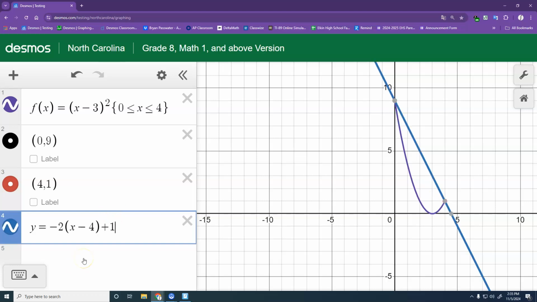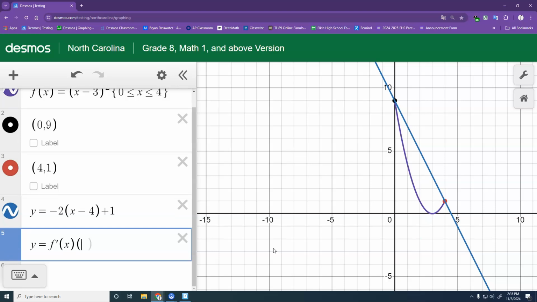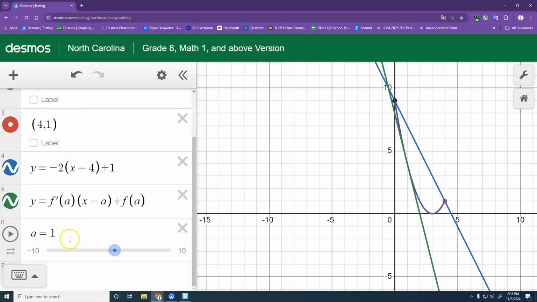So if we look at the slope between the endpoints here, we have to have the slope of a tangent line somewhere that is the same. So I could think about this as y equals f prime of a times (x minus a) plus f of a. Okay, let's see if this works with the slider. Oh yeah, that works.